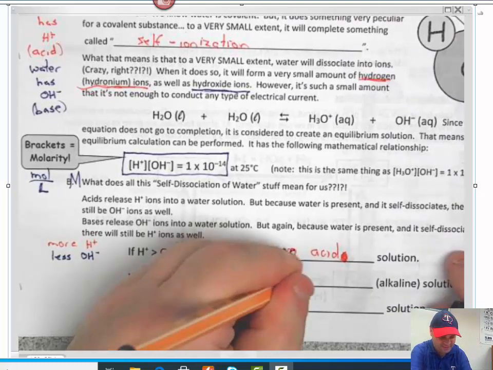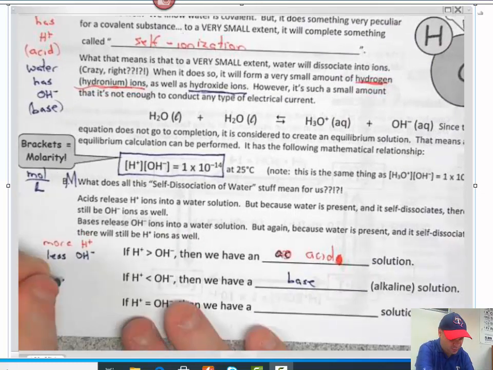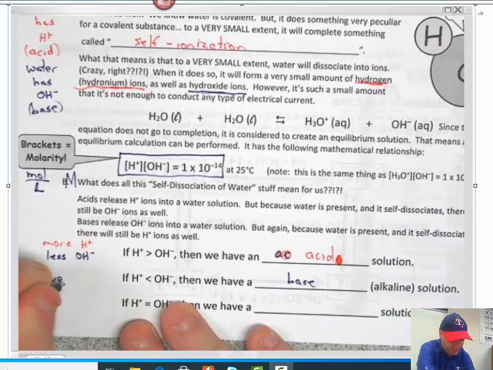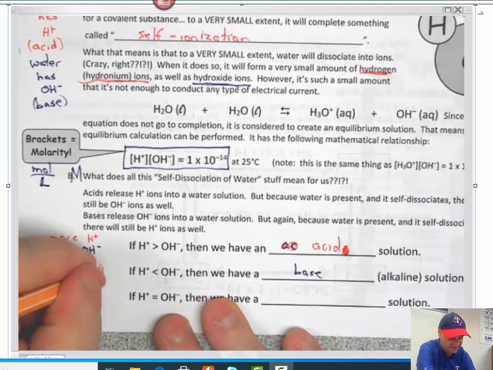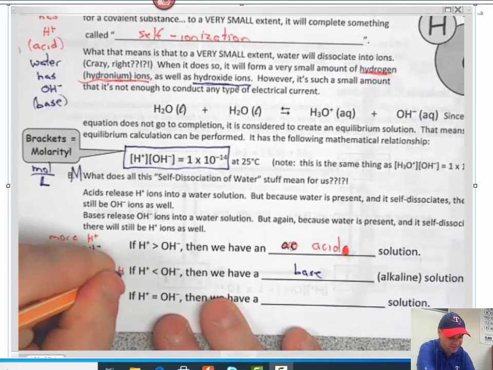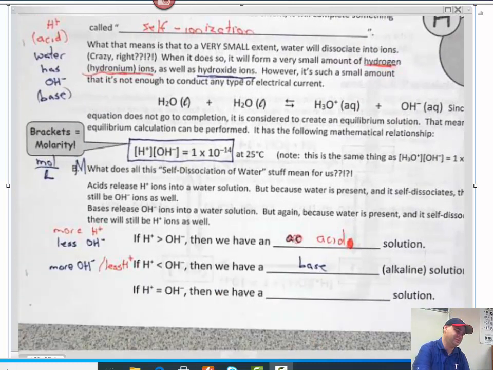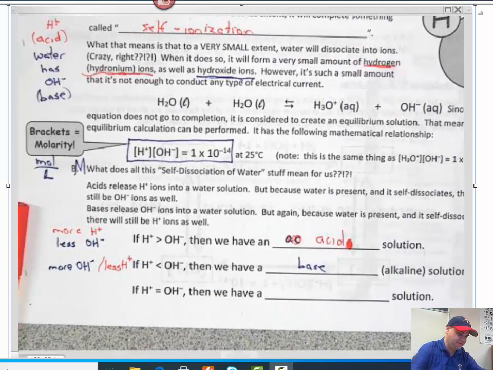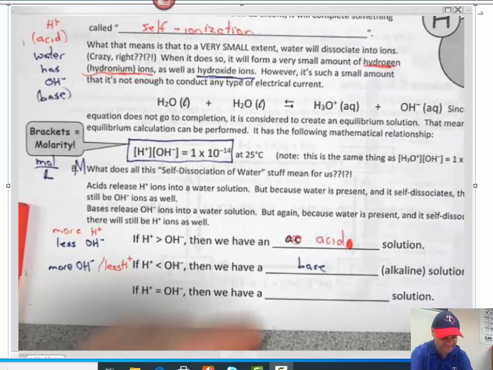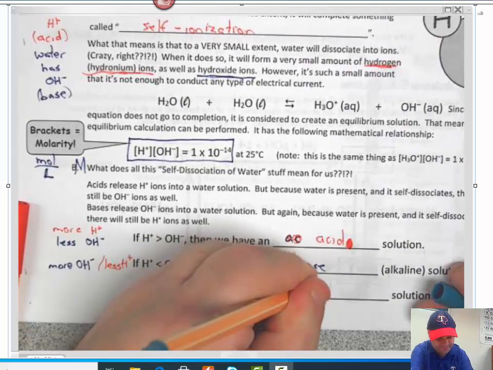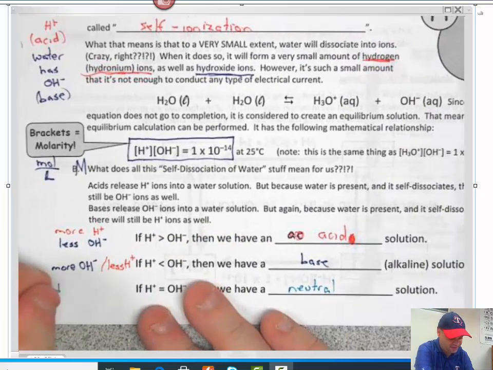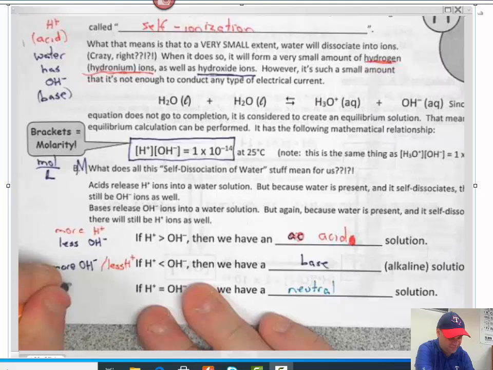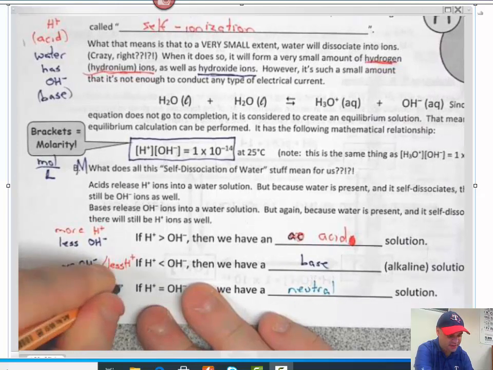Meanwhile, bases have more OH minus and less H plus. If the solution is neutral, you have equal amounts of H plus and OH minus.